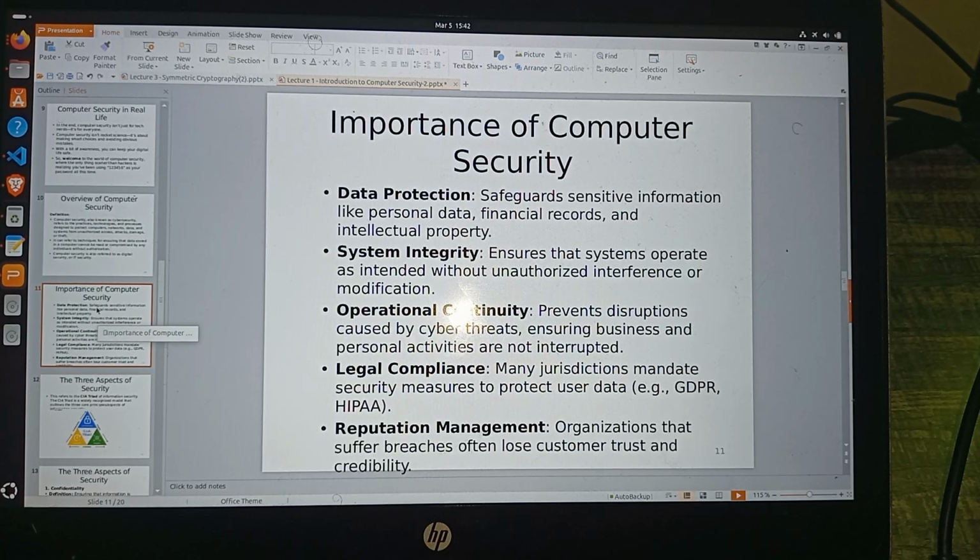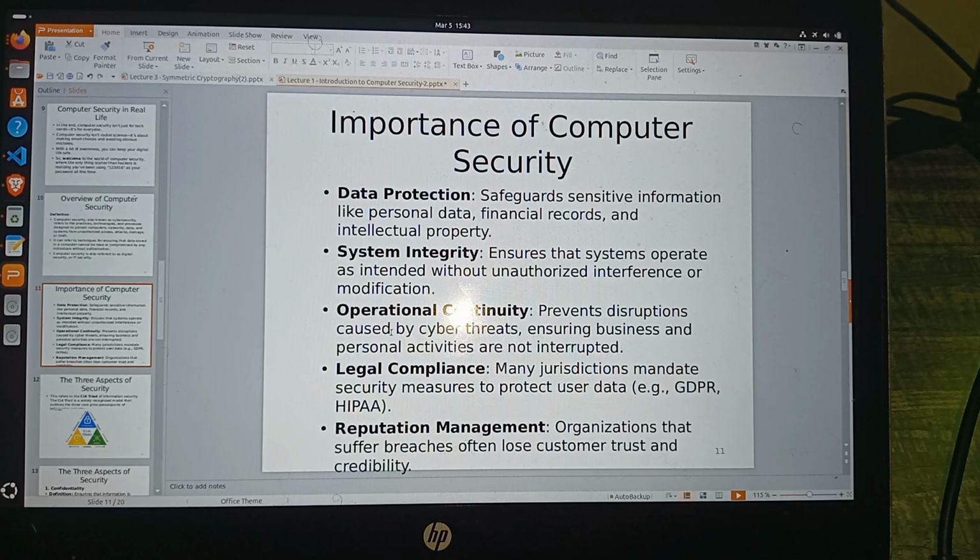This is the importance of computer security. Computer security aids in data protection, system integrity, operational continuity, legal compliance, and reputation. Data protection safeguards our personal information, our financial records, and intellectual property. System integrity ensures that the system operates as intended, without unauthorized interference or modification, so the system operates as it was meant to by the manufacturer. Operational continuity prevents disruptions caused by cyber threats and ensures business and personal activities are not interrupted.